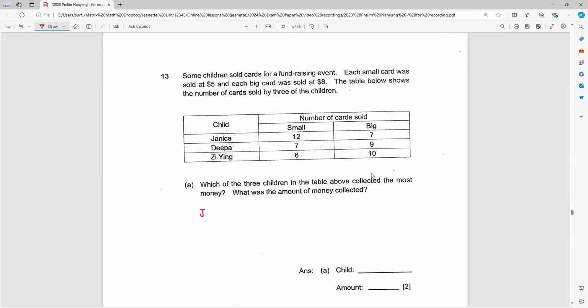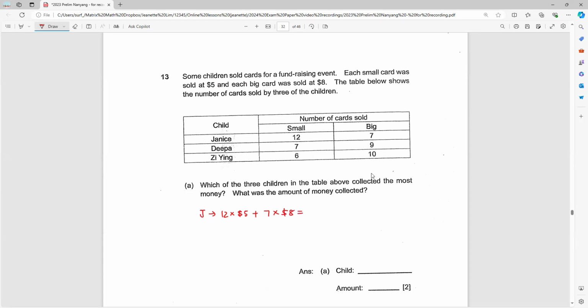So for Janice, 12 small cards, each small is $5. So 12 times 5. 7 big cards, so 7 times 8. This will give us 116. Deepa, 7 small and 9 big. This will give us 107. Then Seeing, 6 small and 10 big. This is 110. So who collected the most? It will be Janice. How much? 116.